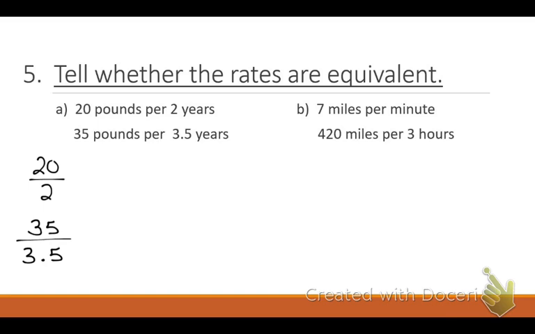All right? If all you say is a yes or no on this, I can't give you credit. You have to show me, guys. All right, well, this is easy. What's 20 divided by 2? Okay? So the first one is 10 pounds per year. So if the second one is 10 pounds per year, then I'm good to go. What's 35 divided by 3.5? It's 10 again. 10 pounds per year again, so guess what?